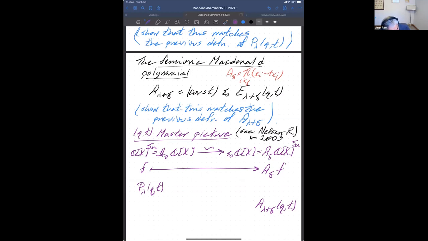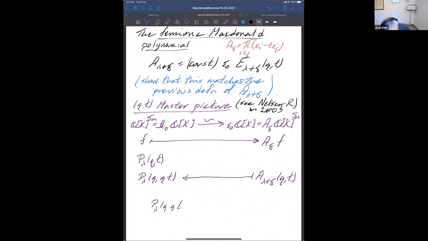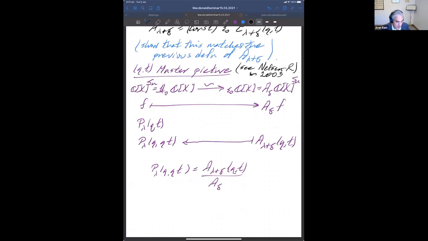Okay, so now I can play my game again and I can ask, okay, I take the basis from the right and put it back on the left, and what do we get? We get P lambda QQT. That's exactly the Weyl character formula. Because if you remember, the Weyl character formula said that P lambda QQT was equal to A lambda plus delta QT divided by A delta. Right? That's the MacDonald's QT Weyl character formula. All right, so I have now the QT master picture.